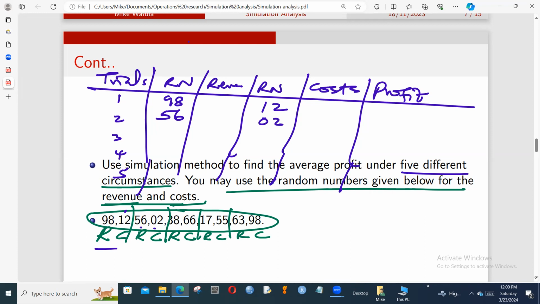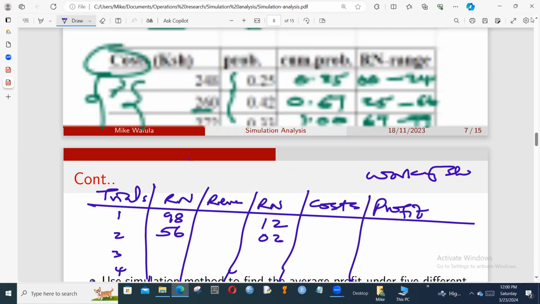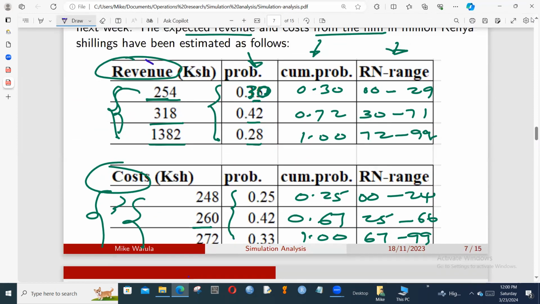Yes. So we are creating a working sheet, and the working sheet is guided by the variables that we have in the question. So in the question, we have two variables, revenue and cost. So we are going to have a column for revenue and a column for cost. And now they have given us some random numbers associated with revenue and random numbers associated with cost. So the random numbers associated with the revenue, that's why you can see I'm writing random number before it. And for cost, also random number. So those are like 4 columns now.